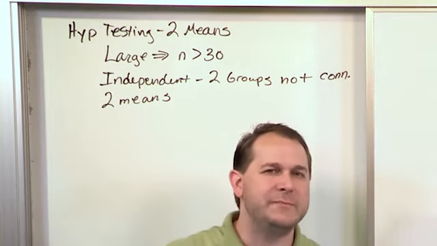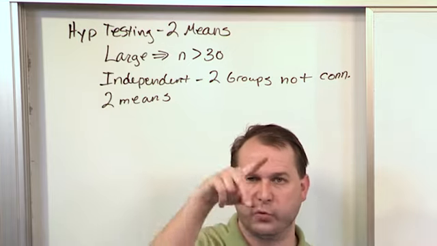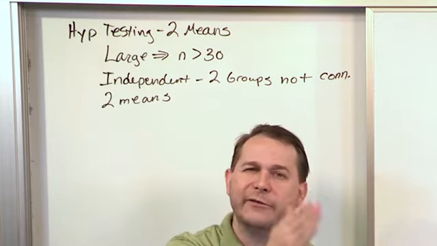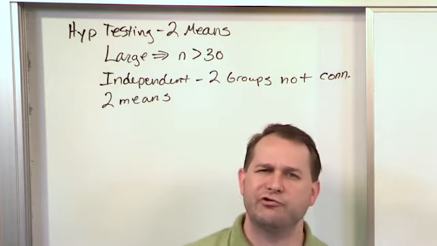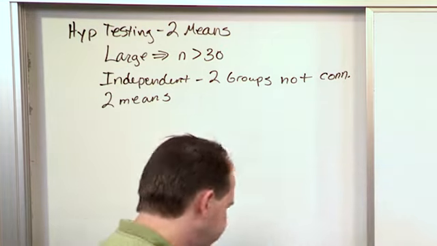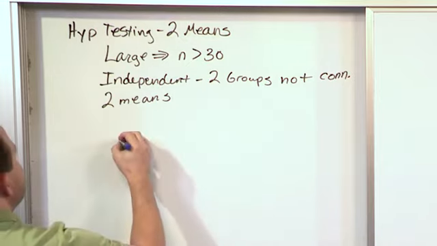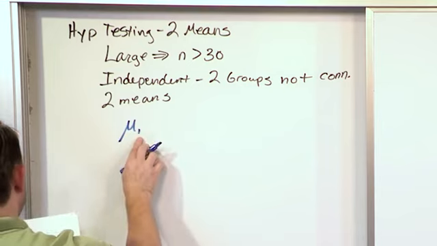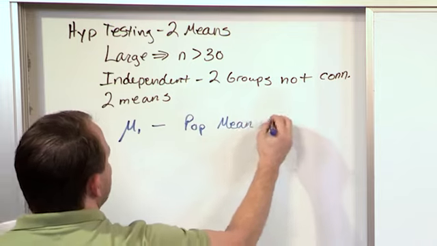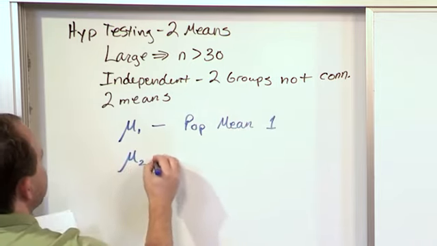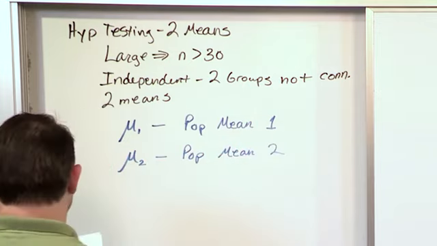And because you have two means, remember the symbol for a population mean is mu, that squiggly looking U thing, right? But because we have two means in all of these problems, we have to keep it straight which population we're talking about. So the way we do that is we have mean number 1, so we put a sub 1, and this is the population mean 1. And we also have mean number 2, this is the population mean 2.